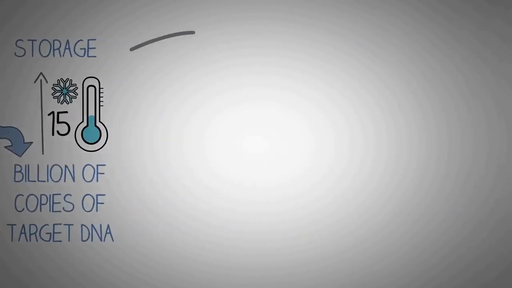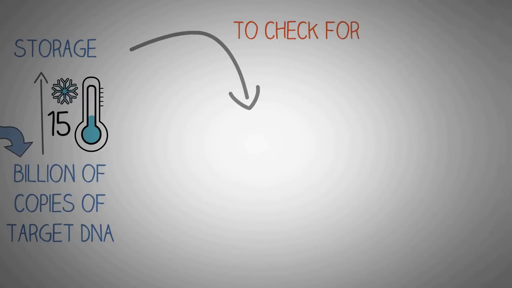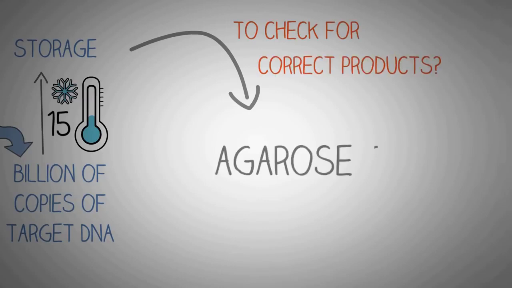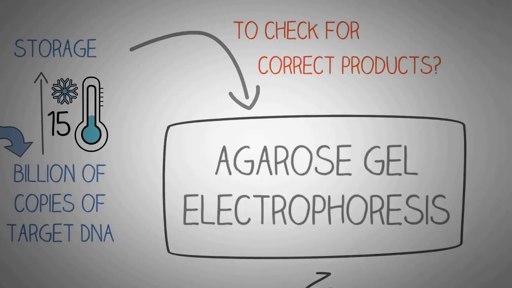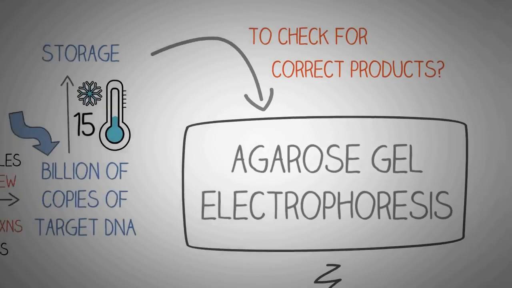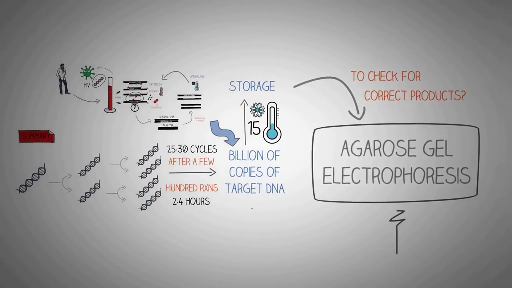To check whether the PCR has generated the correct products, we use a technique known as agarose gel electrophoresis, which is a topic for another video. So this is how the process of PCR takes place.